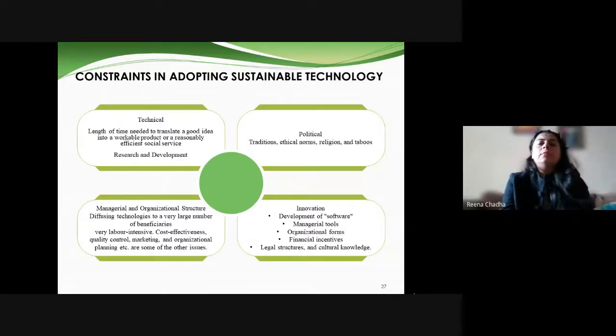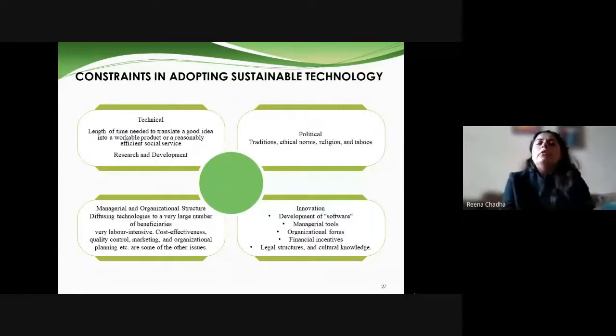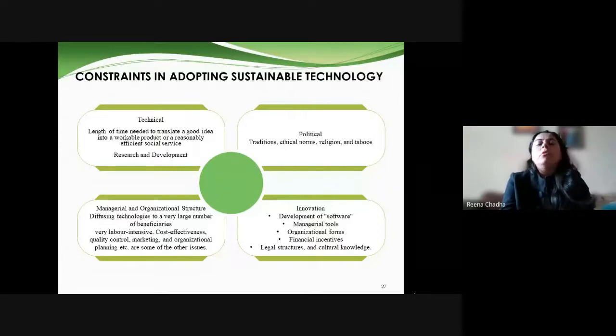Because in the first place, there was lack of technical knowledge. There was lack of political will. There was lack of managerial and organizational structure. And the most important of all, there was lack of innovation. So when any of these ingredients is lacking in your recipe, you are not going to make a product of sustainable technology. You are going to make an unsustainable technology, which will be appreciated by the society for a few days, for some period, and then it will go off track.